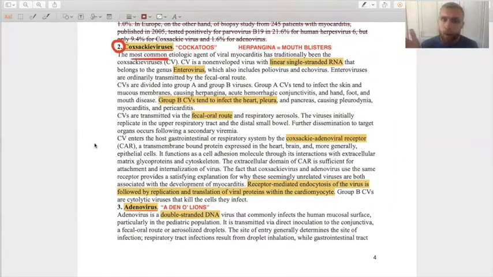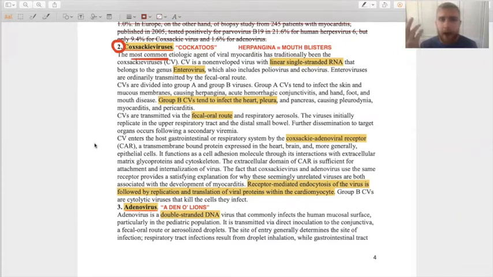Number one, predominantly Coxsackie virus. And this is the most common, most likely, if they just ask what's the most likely viral agent, Coxsackie virus, right? So our sketchy for this is the Coxsackie cockatoos.